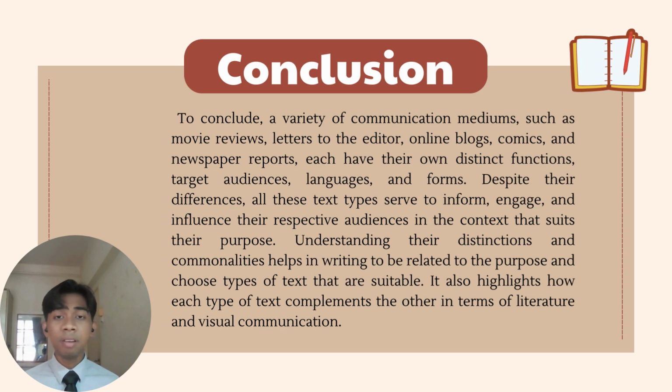For example, newspaper reports are to inform about the latest events, and understanding their distinctions and commonalities can help us in writing, to relate to the purpose and choose types of text that are suitable for our context. All of this also highlights how each type of text complements the others in terms of literature and visual communication.